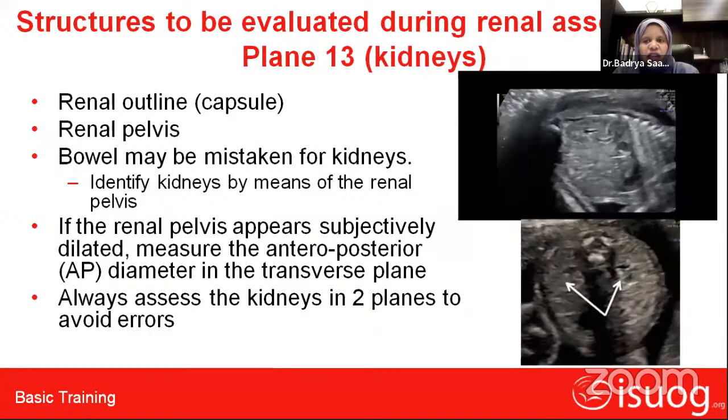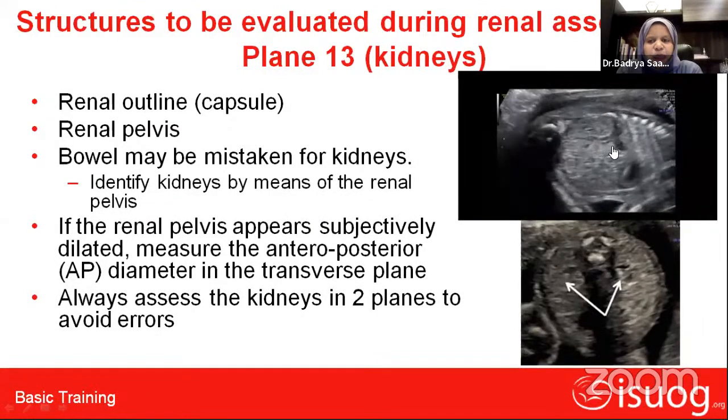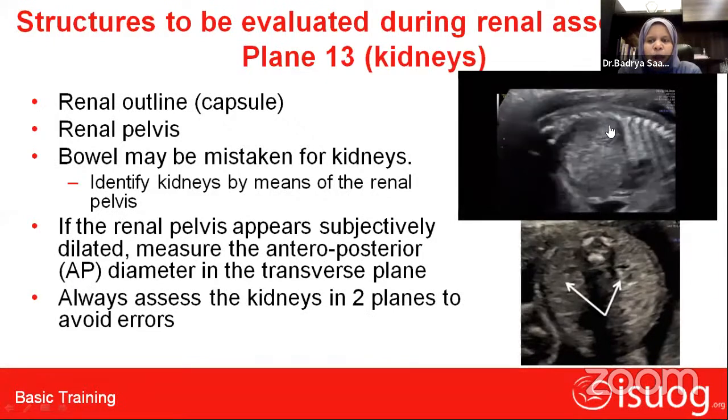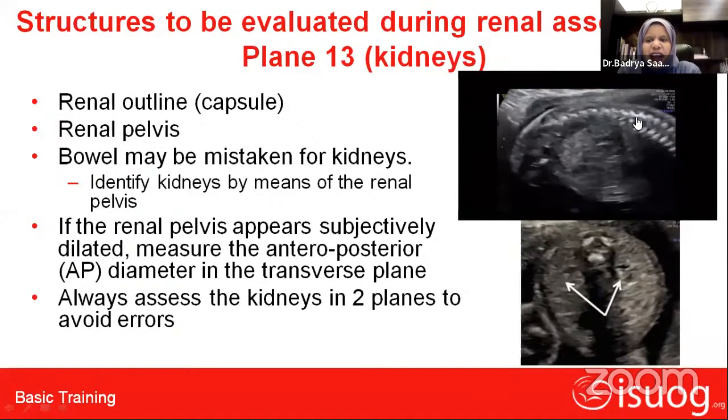Now, what are the structures we are usually assessing on these planes? So we go to plane 13. We are assessing the outline of the kidney, which is the capsule. So you will see the tissue of the kidney. The kidney is lying here.